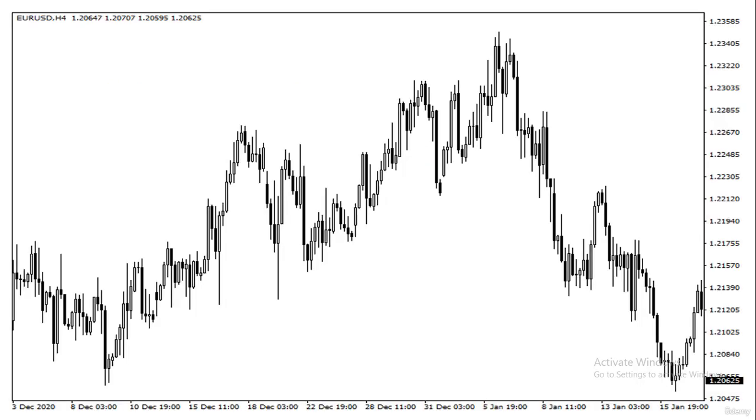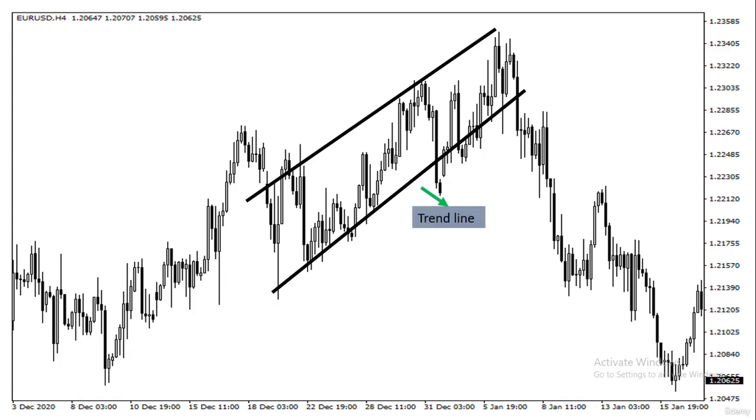This is an uptrend market. Two trend lines are going parallel in an upward direction. The rising line is connected to higher lows to act as a support level, and the channel line is connected to higher highs to act as a resistance level. The rising line and channel line are going parallel with the uptrend market.